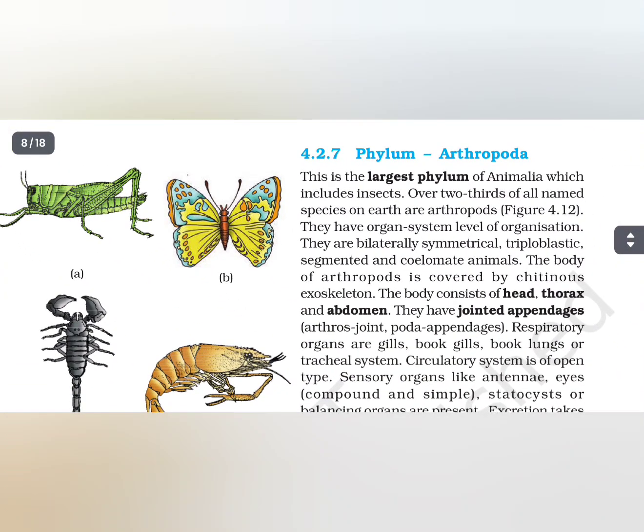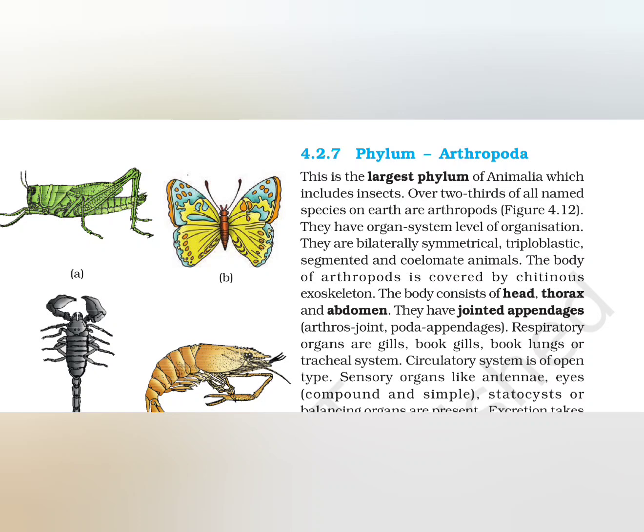Phylum Arthropoda. This is the largest phylum of Animalia, which includes insects. Over two-thirds of all named species on earth are arthropods. They have organ system level of organization. They are bilaterally symmetrical, triploblastic, segmented and coelomate animals. The body of arthropods is covered by chitinous exoskeleton. The body consists of head, thorax and abdomen.